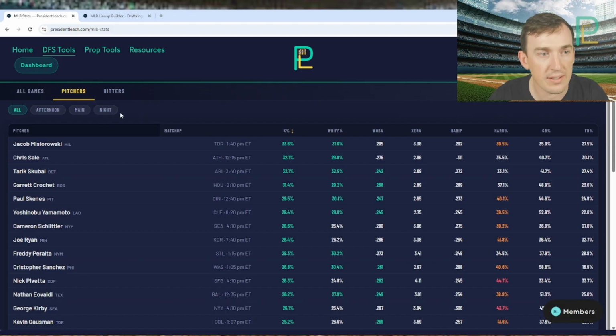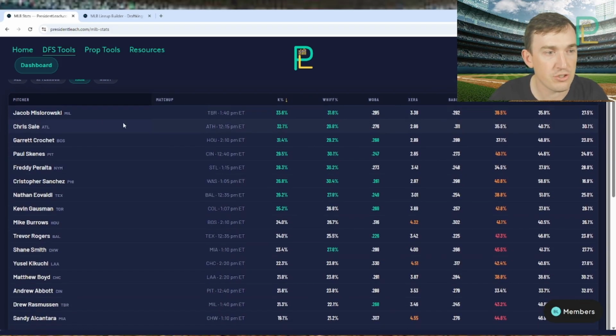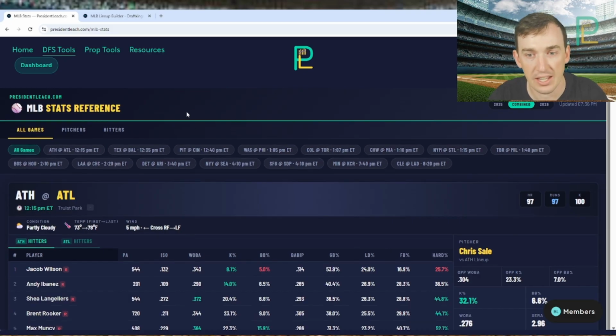So real quick, I have a pitchers tab here. You can filter on main. The filters here are based on DraftKings, and you can get an idea of what we're looking at on this slate. Sorting by K percentage, just look at these names. We have some top arms on the slate: Misiorowski, Sale, Crochet, Skenes, Peralta, Christopher Sanchez, all great pitchers on this slate. So we know going in, it's going to be important to get our pitchers right on this slate.